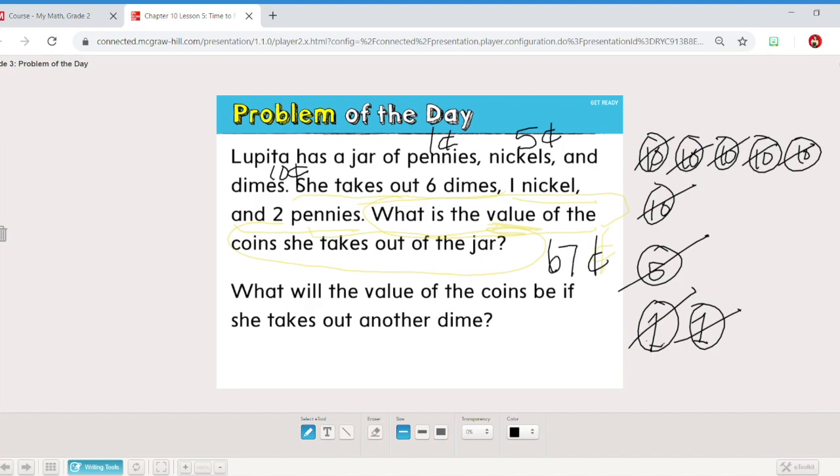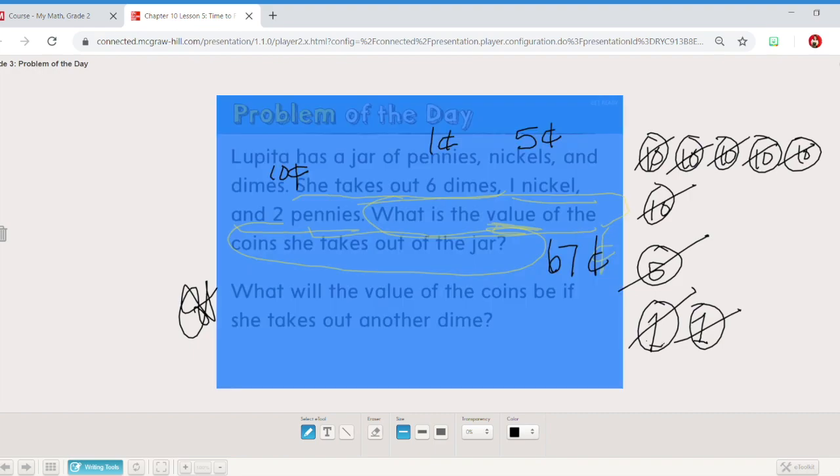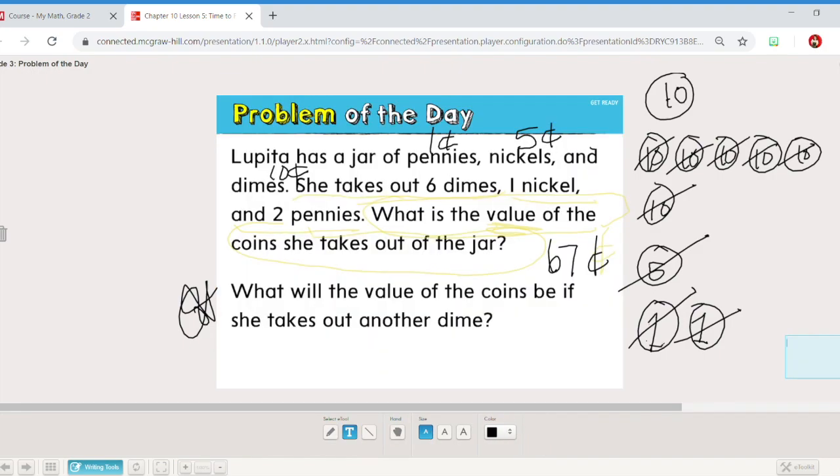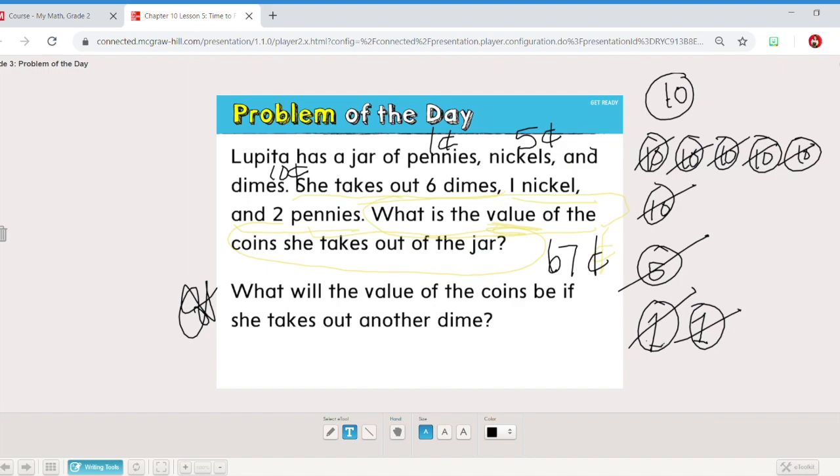Looks like there is a second question for us. What will the value of the coins be if she takes out another dime? Well, we just have to add another dime to our picture over here, which if we do that, it should look like this. Another 10. And we'll start over with our counting. Or we can just add 10 to 67, and that would be 77. But let's start from the beginning. 10, 20, 30, 40, 50, 60, 70, 75, 76, 77. So that gives us our total of 77 cents.